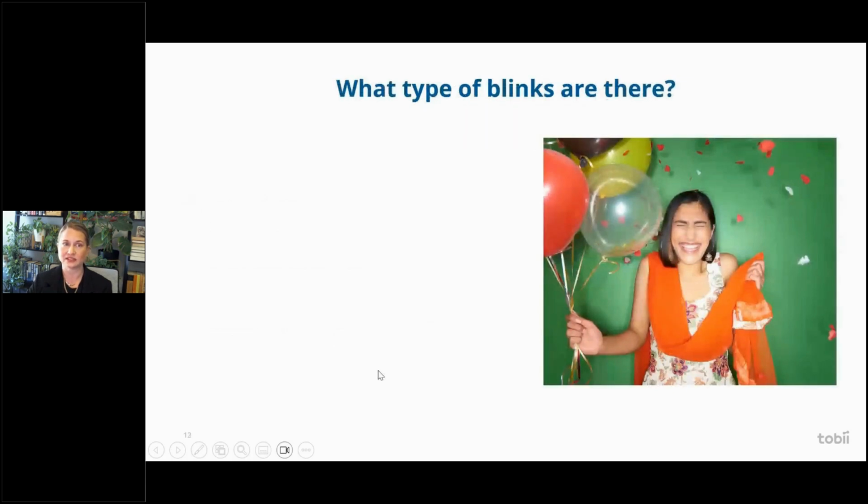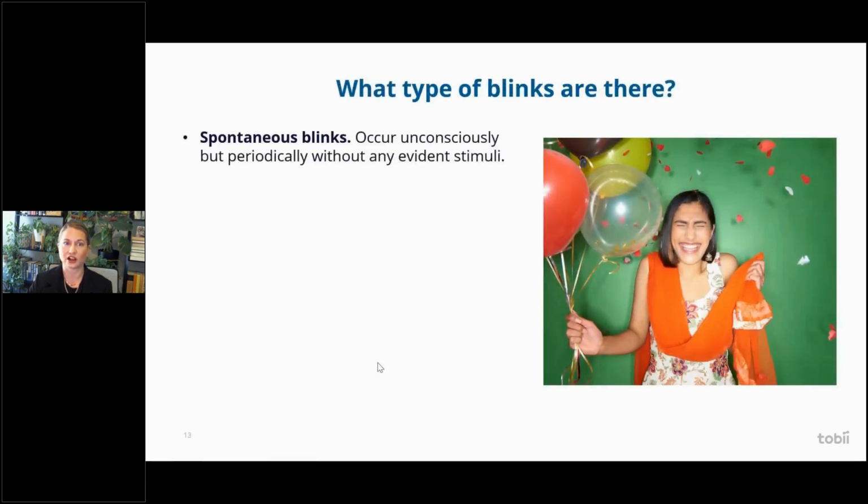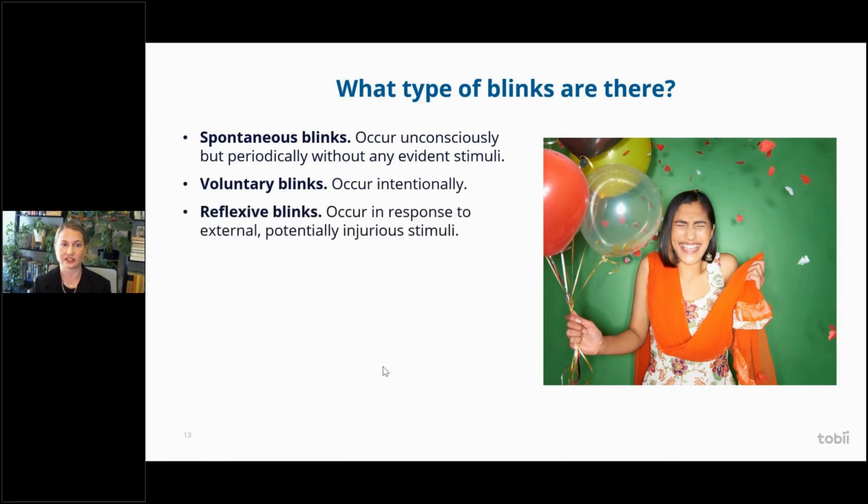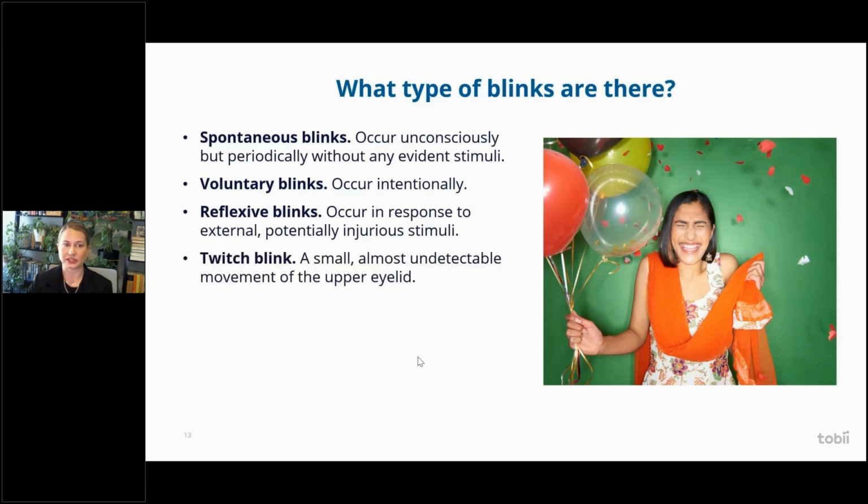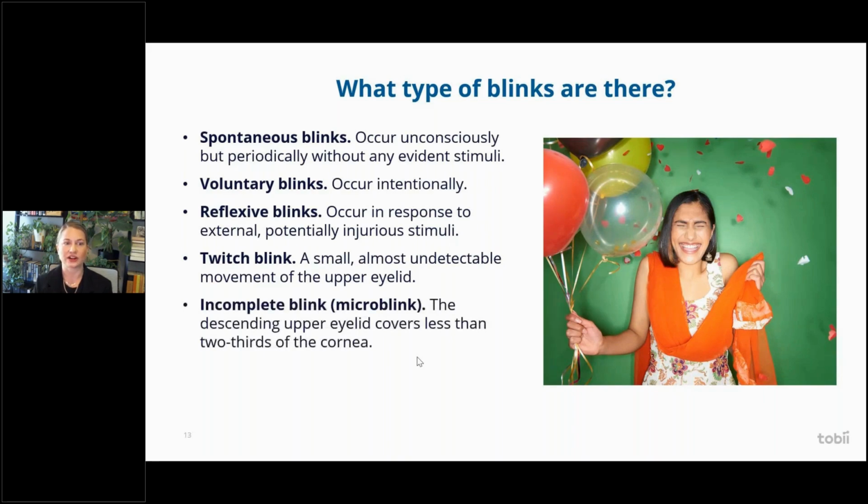There are many different types of blinks. Spontaneous blinks occur unconsciously but periodically without any stimuli. Voluntary blinks are intentional. Reflexive blinks occur in response to external, maybe injurious stimuli, dust in your eyes, or something coming towards your eyes. Twitch blinks are small, almost undetectable movements of the upper eyelid. Incomplete blinks or microblinks are where the upper eyelid covers less than 2/3 of the cornea, so it descends partially but doesn't fully occlude the eye. And a complete blink is where the upper eyelid moves at least 2/3 to cover the cornea.